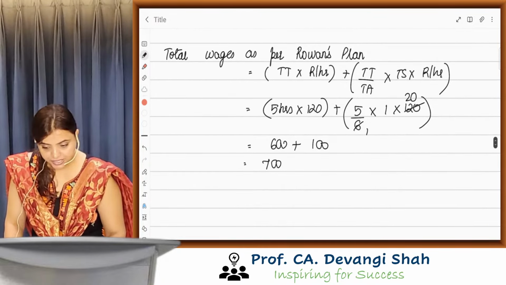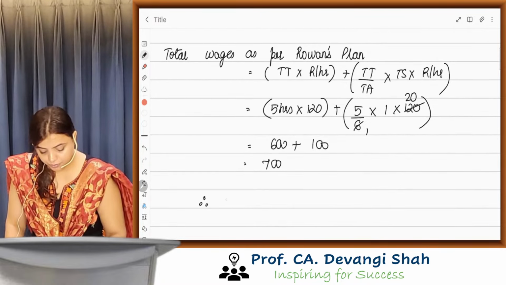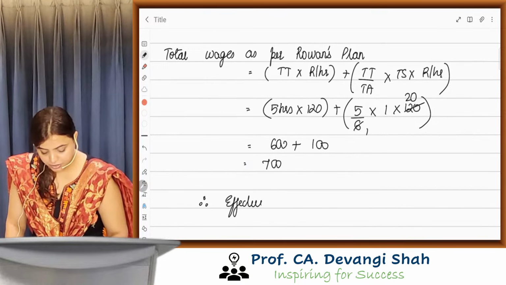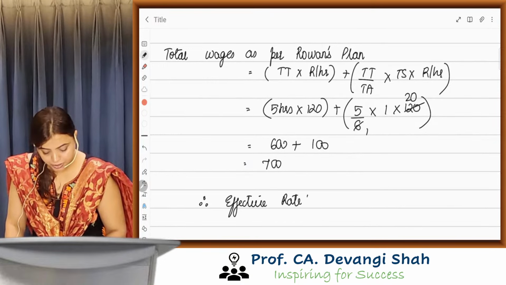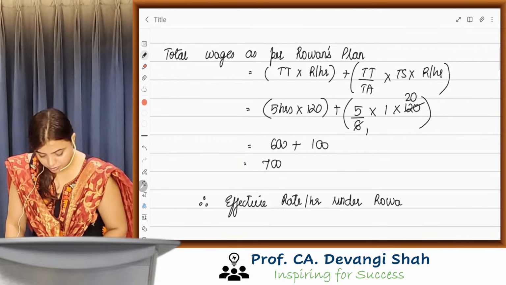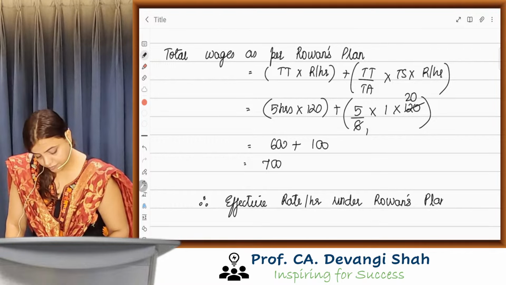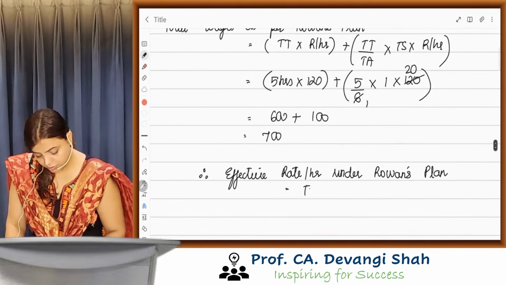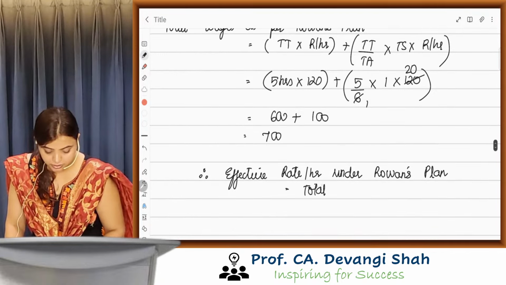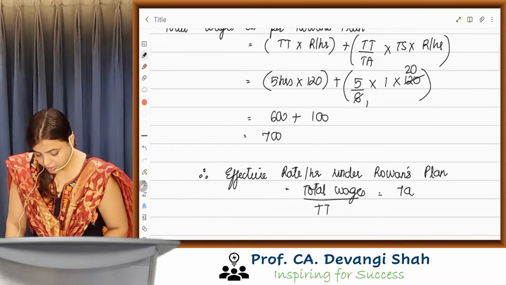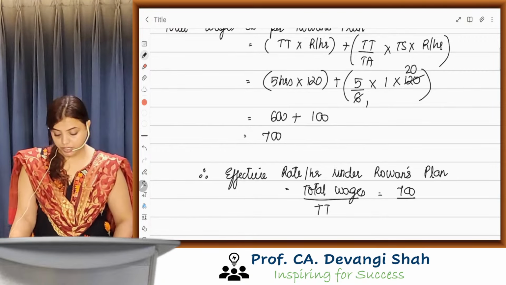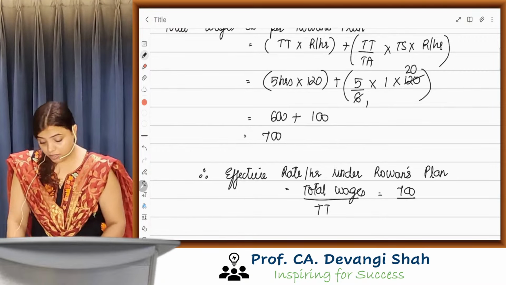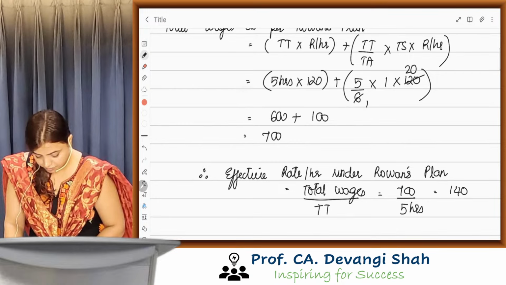So what is effective wages? Therefore, effective rate per hour under Rowan's plan is total wages upon time taken. 700 is the amount that the worker has effectively earned in 5 hours that he has worked. So he is earning 140 per hour.